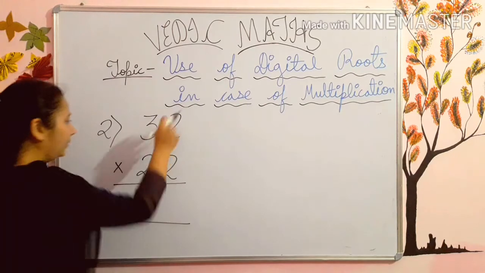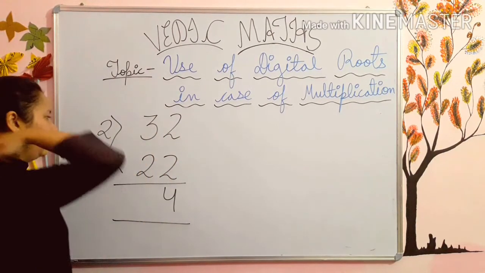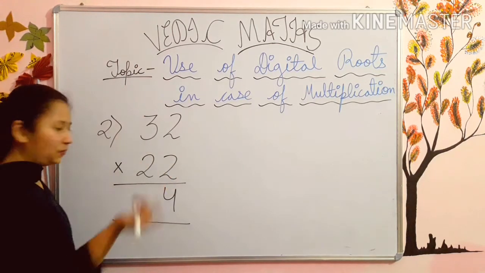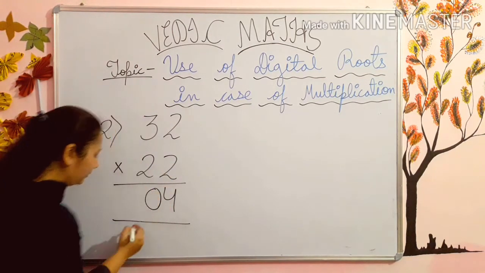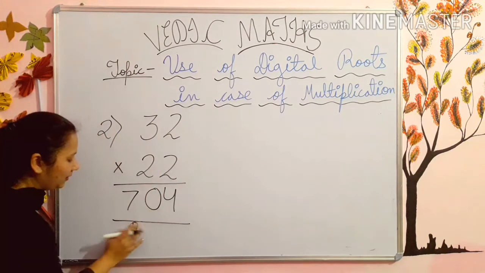normally also. So 2 2s are 4, 3 2s are 6, 2 2s are 4, 6 plus 4, 10, 0 here, 1 will go carry, 3 2s are 6, 6 plus 1, 7.